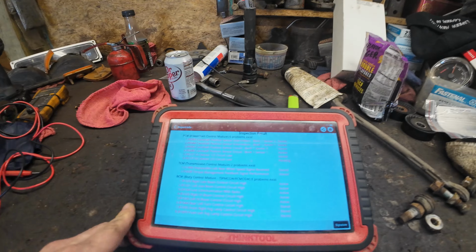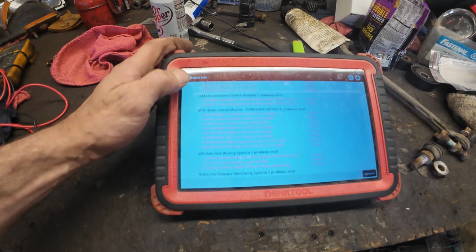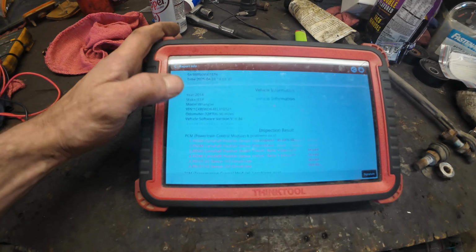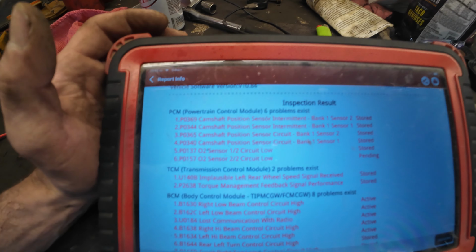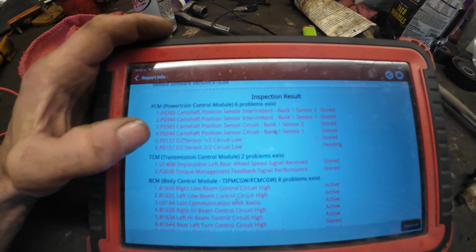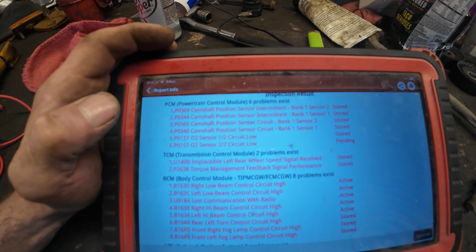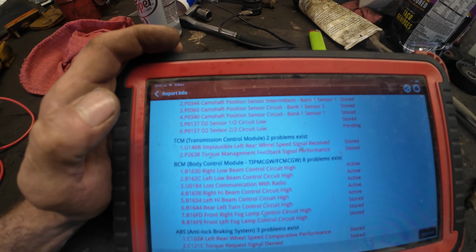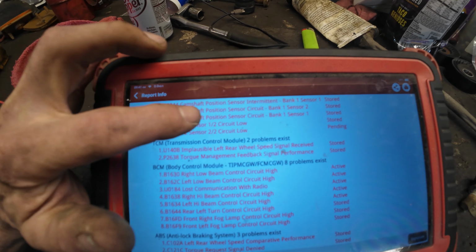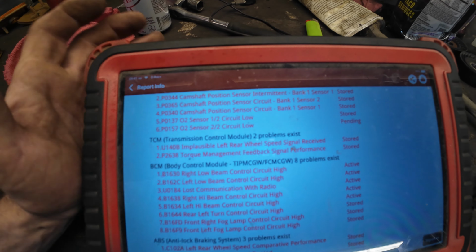But he had a couple codes he wrote down on a napkin and sent to me. And so let me put those up right here. Let me show you guys what I come up with on the code scan. This right here was just inspection of all the modules, all the codes that are in it here. So camshaft position sensor intermittent, bank 1, sensor 2 and 1. Camshaft position sensor circuit, bank 1, sensor 1 and 2. And O2 sensor circuit low, both downstreams, bank 1 and bank 2, sensor 2.